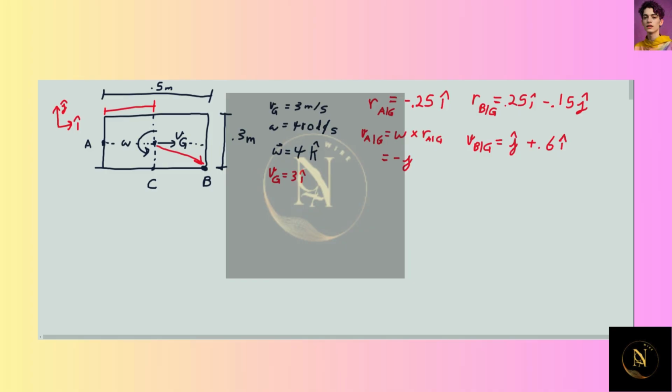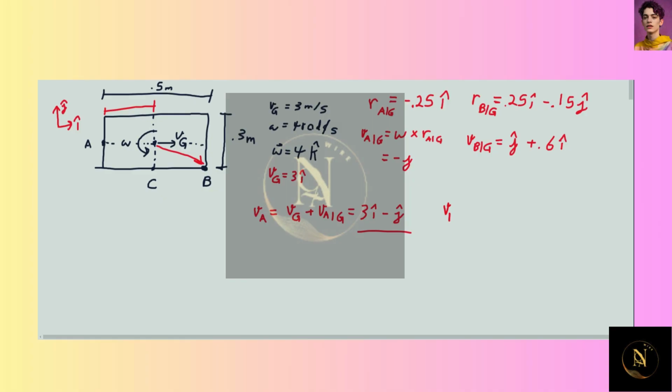Next we want to find the total velocity for each of these. So the velocity of A will simply be the velocity of G plus the velocity of A with respect to G. So they're just added together. Velocity of G was 3 i-hat, so this is simply 3 i-hat minus j-hat meters per second.